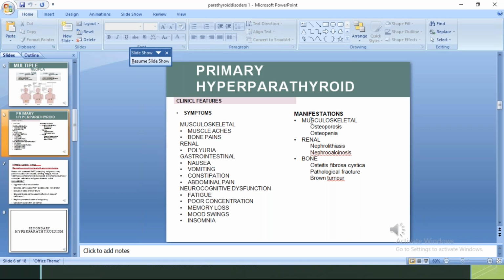So the manifestations include increased parathyroid hormone, which could lead to bone resorption, which could lead to osteoporosis and osteopenia and pathological fractures. Renal, increased calcium could lead to renal stones, so the nephrocalcinosis. Bone, the most common manifestation includes osteitis fibrosa cystica, and there will be a salt and pepper appearance of skull erosions.